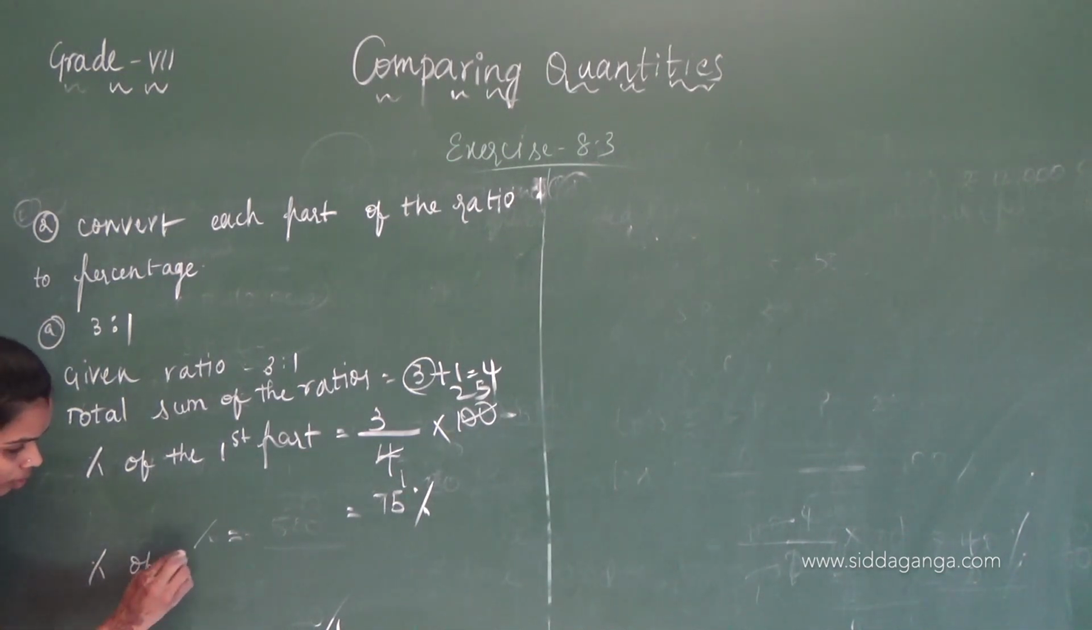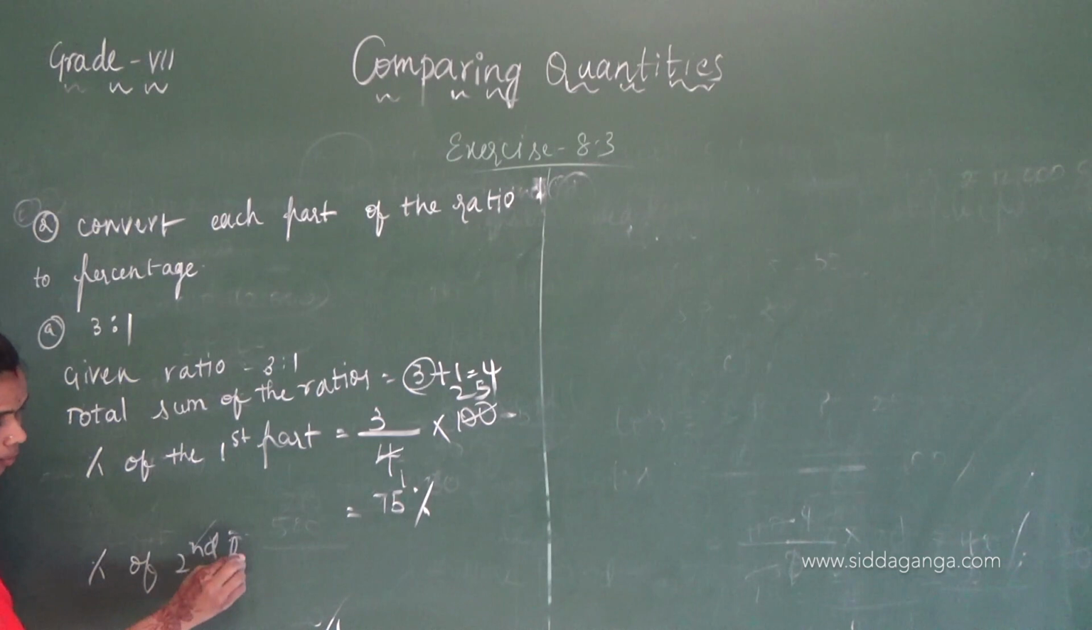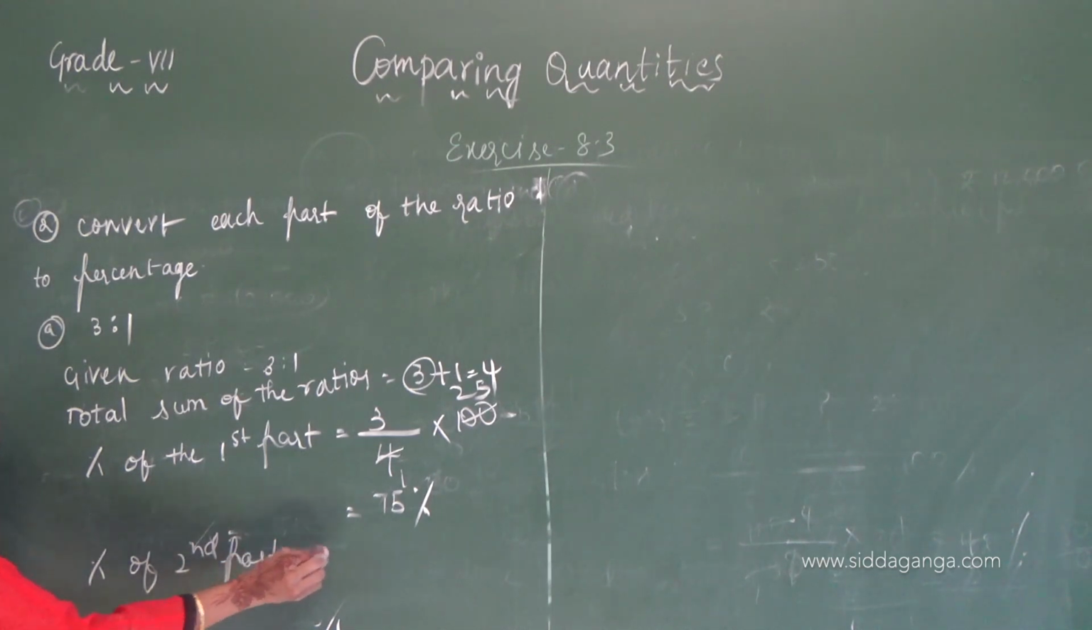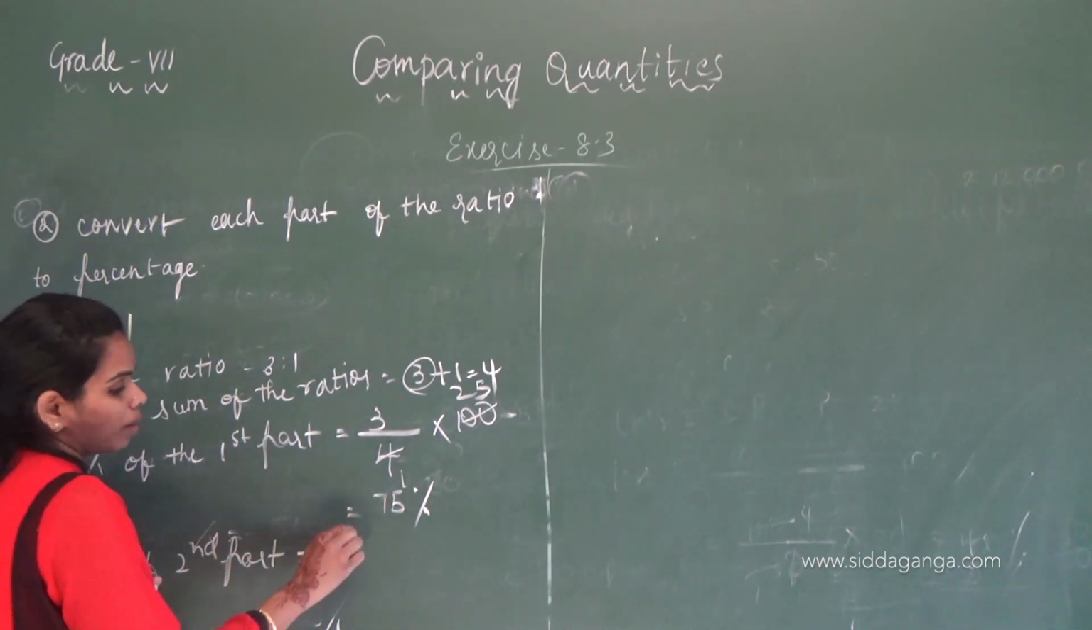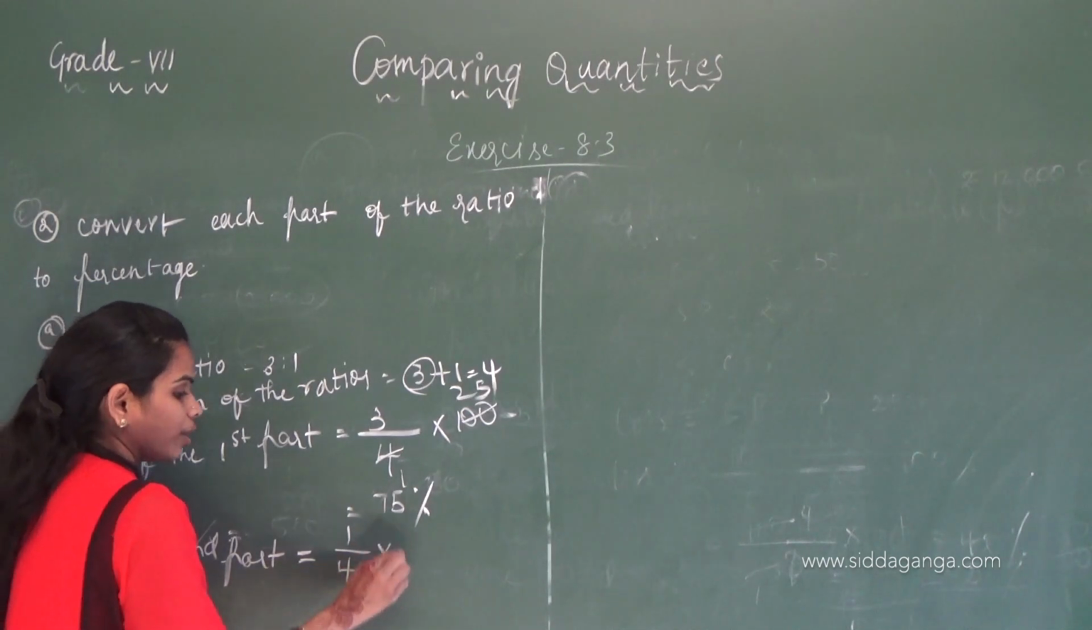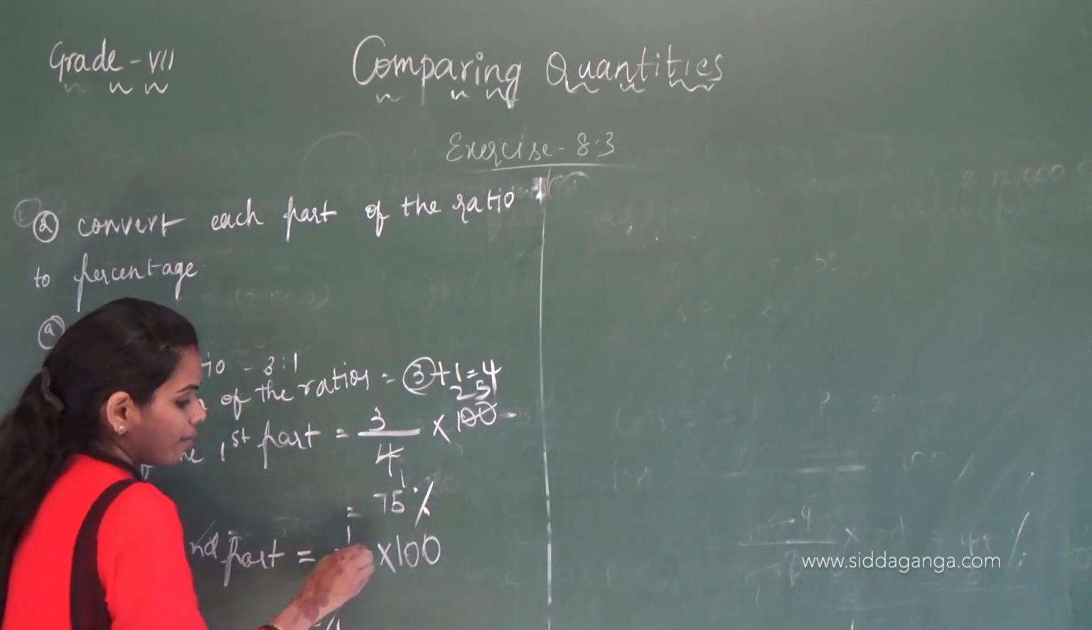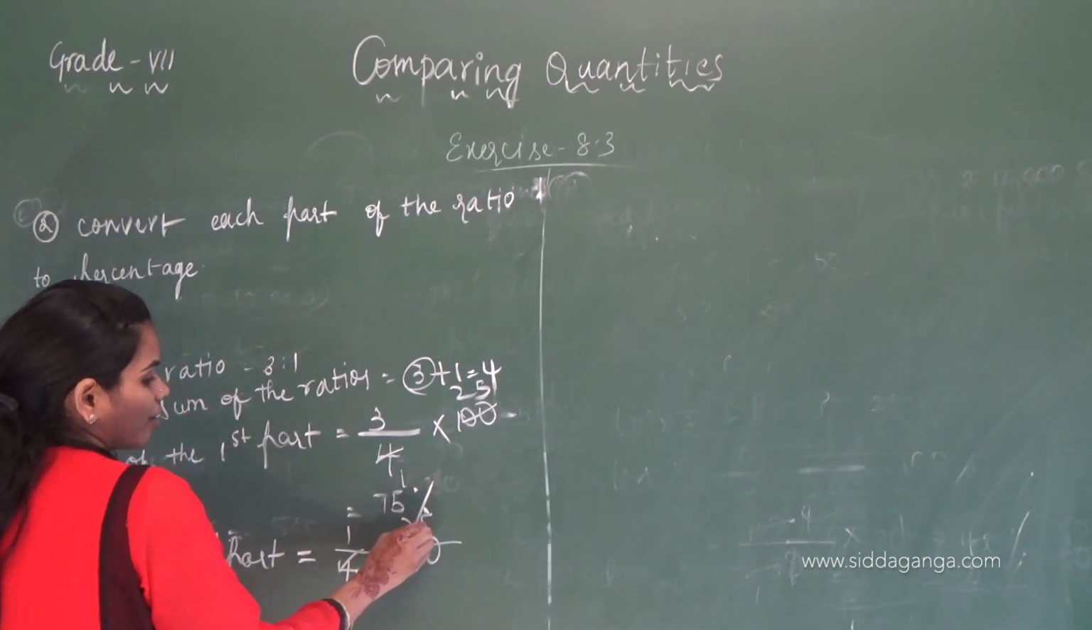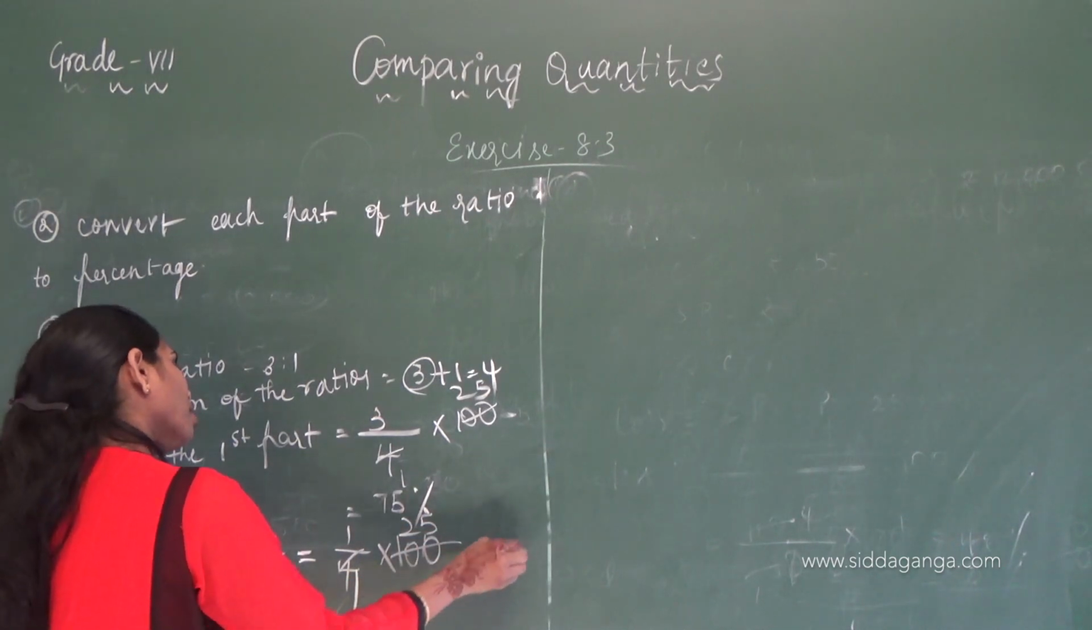Percentage of the second part. What is the percentage of the second part? 1 by 4 into 100. 1s are 25, so 25%.